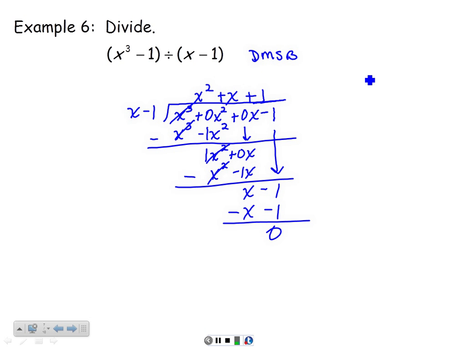Now, when do you know when to stop? You're going to stop when you bring the last number down. So remember, when you bring something down, you can only bring one term at a time down. Okay, so we brought down the 0x, but we left the negative 1 up here. You can only bring down one term at a time. And you know when to stop when you don't have any other terms to bring down.